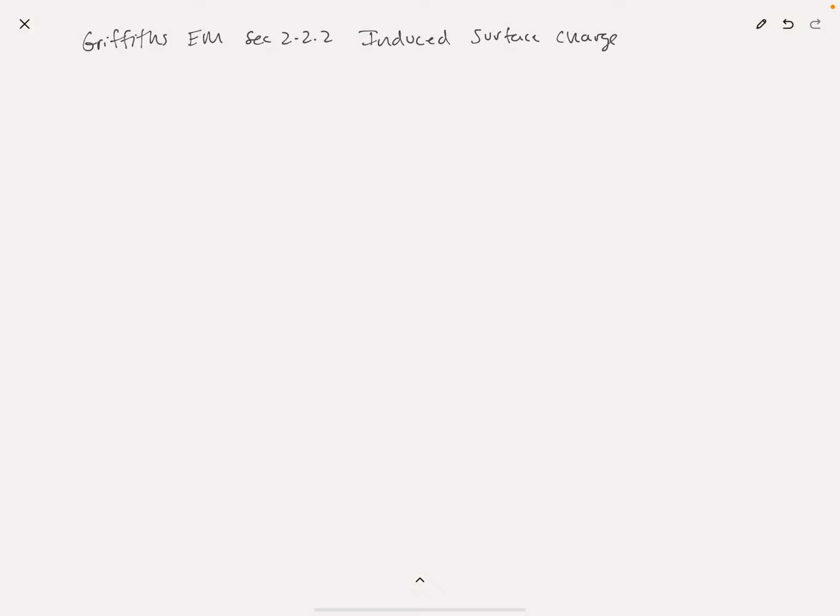Griffiths, section 2.2.2, the induced surface charge. In the last video, there was the problem where we had an infinite conducting plane on the xy plane. There's a charge of plus q a distance d away, and we wanted to know what the potential was everywhere in space above that plane.